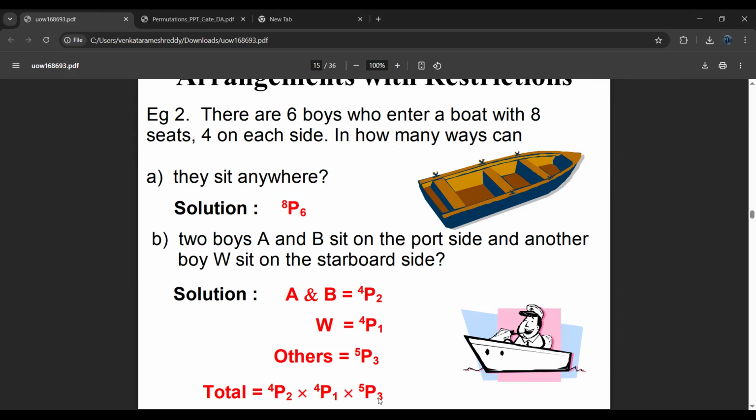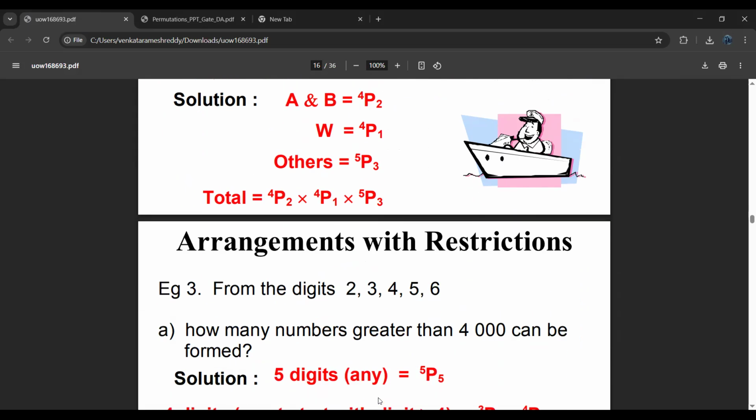Next, W. On the other side, how many seats are there? Four seats are there. Out of four seats, only one boy is sitting alone. So the number of arrangements is 4P1. The remaining people can be arranged in 5P3. The total number of arrangements is 4P2 into 4P1 into 5P3. This is the required solution.